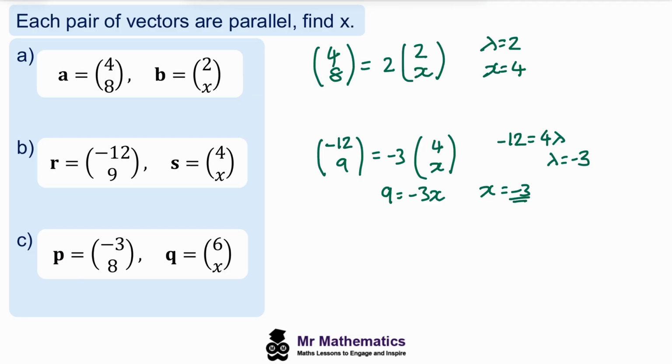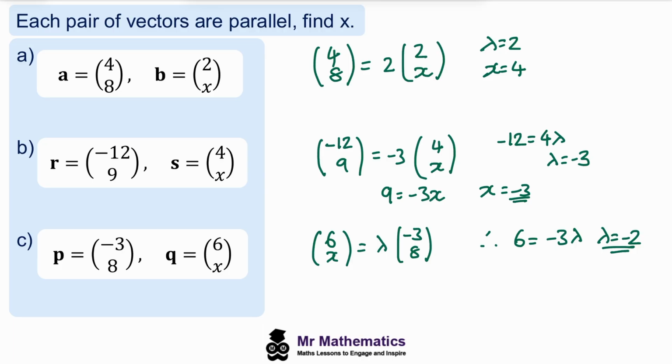You can pause the video and come back when you're ready. Okay, so welcome back. So we know that Q must be a scalar multiple of P, because we're told that they're both parallel. So therefore, the 6 must be -3 lambda. So lambda must be equal to -2. And if lambda equals -2, then x will be -2 lots of 8. x must be equal to -16. How did you get on with that?